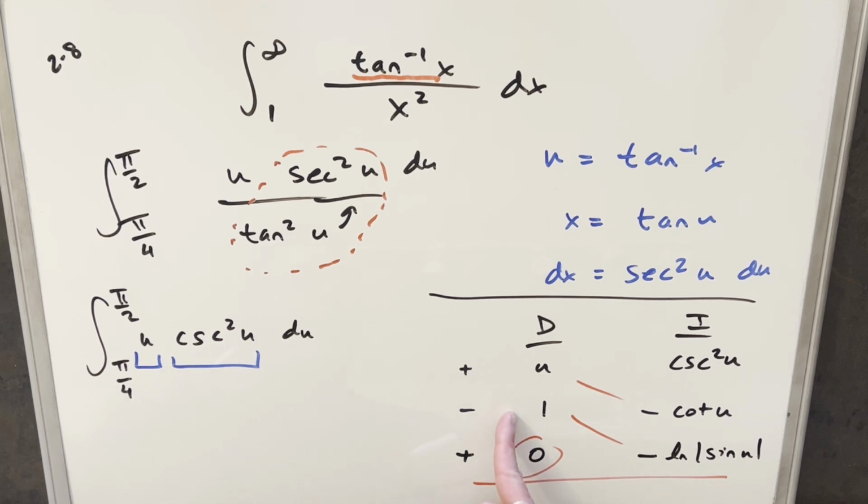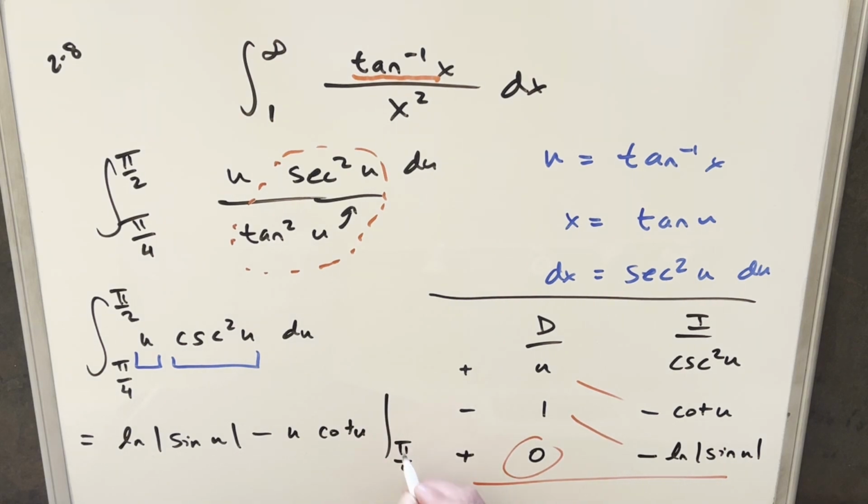Now I'm going to go out of order, because here minus 1 times minus natural log sine u is going to give me positive natural log absolute value sine of u. And then here we're going to have a minus u cotangent u, and this is all going to be evaluated from pi over 4 to pi over 2. Now I can evaluate, but I just need some more space.